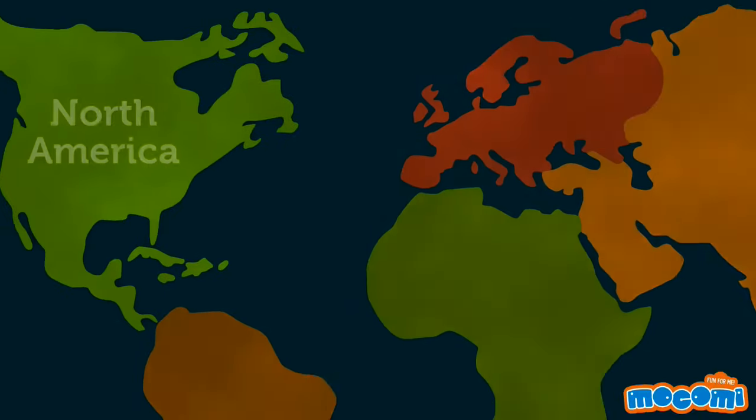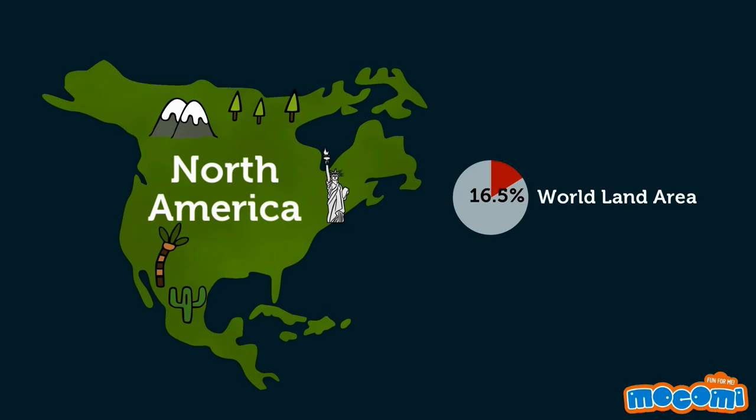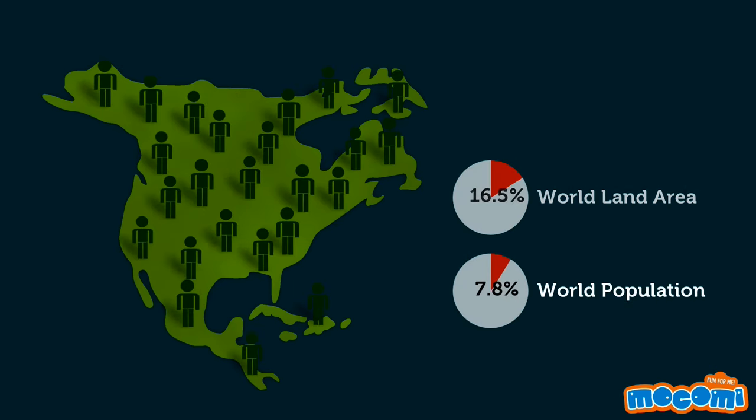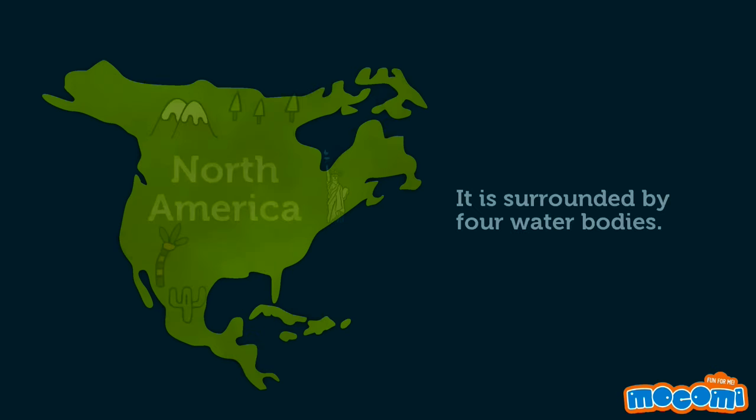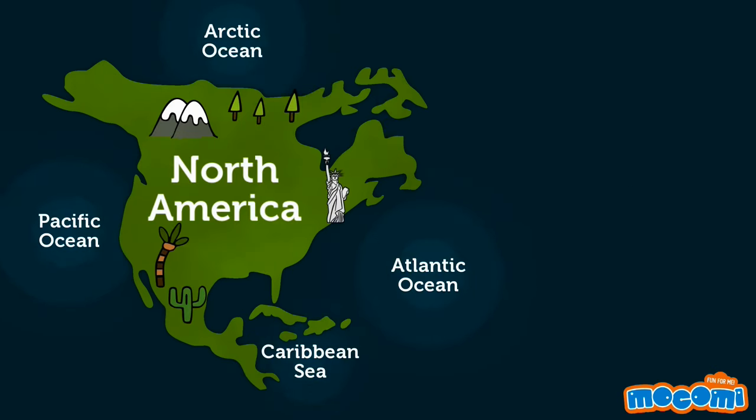North America is the third largest continent. It occupies 16.5% of the world's landmass and is home to 7.8% of the world's population. It is surrounded by four water bodies: the Arctic Ocean, the Atlantic Ocean, the Pacific Ocean, and the Caribbean Sea.